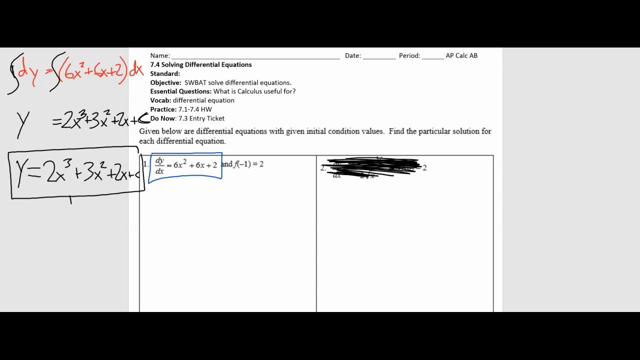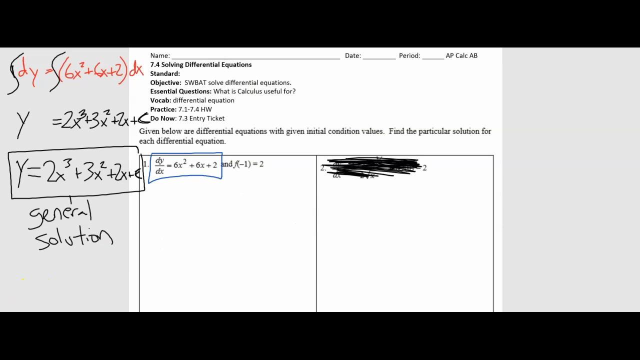So right here, we call this the general solution, because based on what that C value is, this function could be an infinite number of things, right? If the C was 1, that's a different function than if the C is -1.